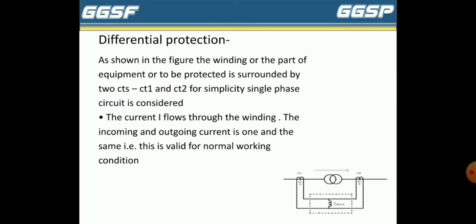As shown in the figure, the winding or the part of equipment to be protected is surrounded by two CTs, CT1 and CT2. For simplicity, a single phase circuit is considered. The current I flows to the winding. The incoming and outgoing current is one and the same. That is, this is valid for normal working condition.